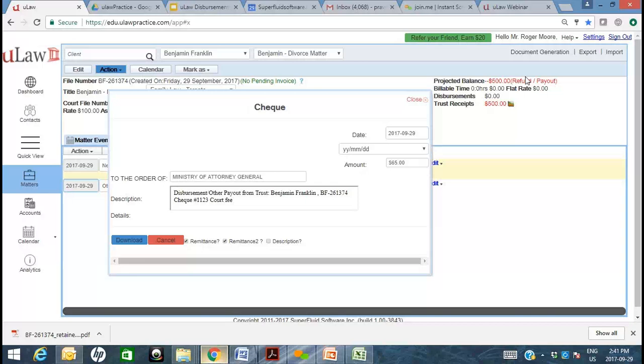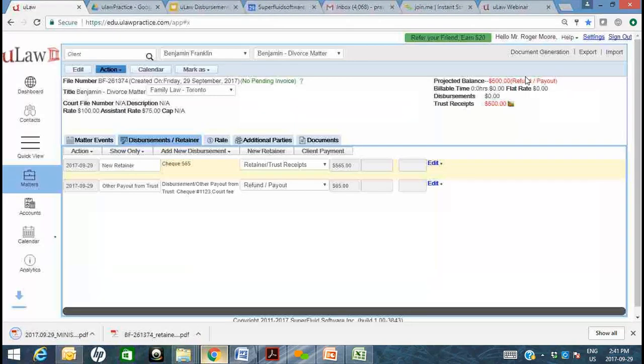So you're just using the money that the client gave you to pay off expenses that are related to the client to begin with. So let's go print that check. And there you go. You can see right away that the trust receipt has dropped down to $500. It was originally $565, and what's available as a receipt so far is now $500. And it says refund payout because if the client were to not engage you at this time, then that's the amount of money that you would have to refund.